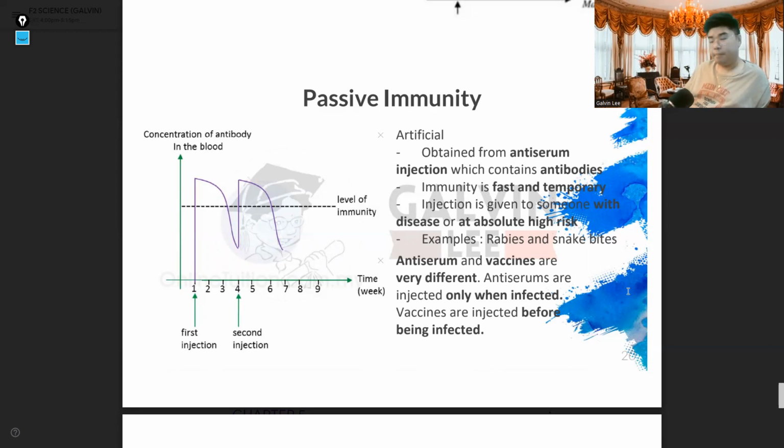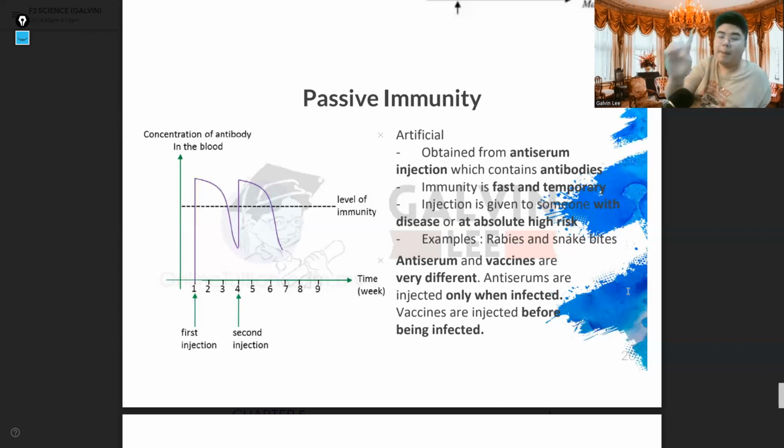So if you take a look at the graph, it's very different from the rest. The moment you get the anti-serum injection from the hospital, antibodies shoot up. Wow, a straight vertical line. Why? Because antibodies are immediately available, one straight line shoots up. And it will drop down after a while.